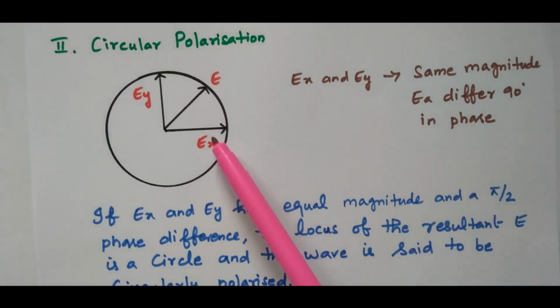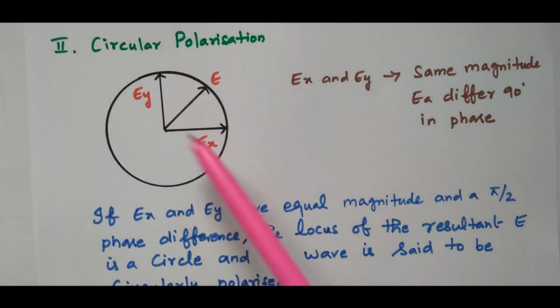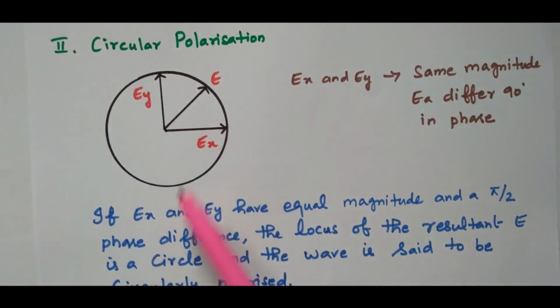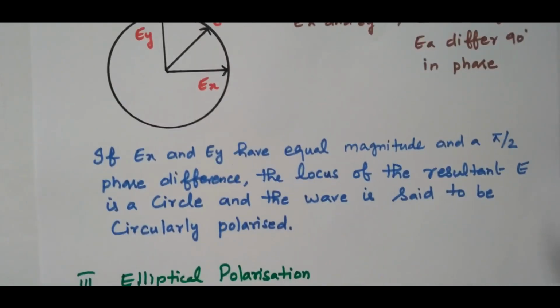Because of 90-degree, the wave will travel in a circular path. So this is Ex and Ey. Both are having same magnitude. The angle is 90-degree, so that the resultant will follow the circular path. Right? So the description is given.